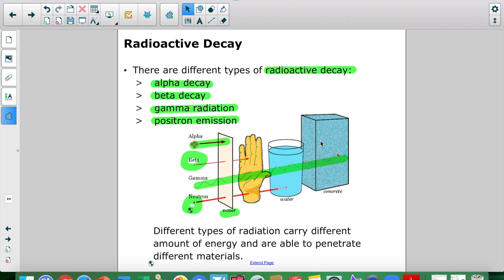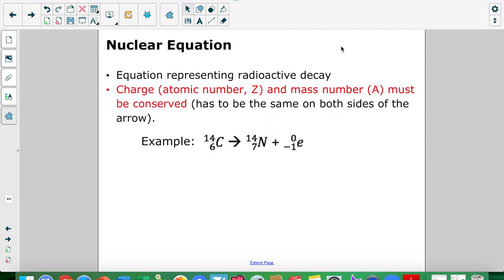All right. So what you need to understand again is that different types of radiation carry different energy. That's what I just explained. And therefore, they will be able to penetrate different materials. And the more they penetrate, that means that they have more energy and more dangerous they are.